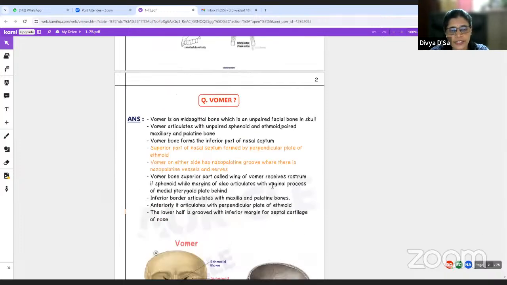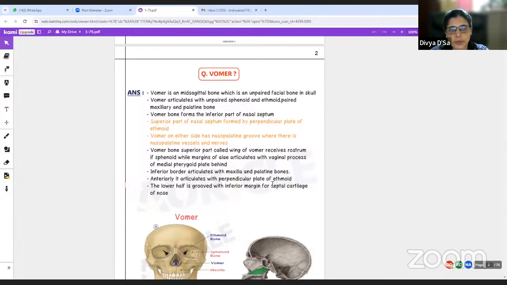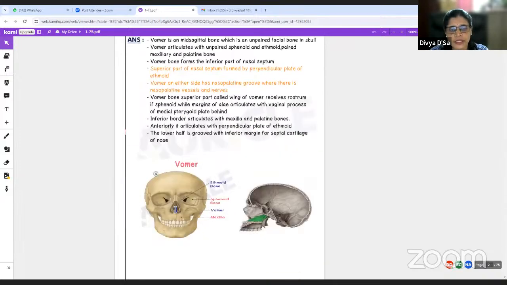Next we move on to the vomer bone. The vomer is a mid-sagittal bone, which is unpaired. It is a single bone, not a paired bone in the facial skeleton. The vomer articulates with the unpaired sphenoid and the ethmoid. Here, this is the sphenoid bone, and here we have the vomer bone.